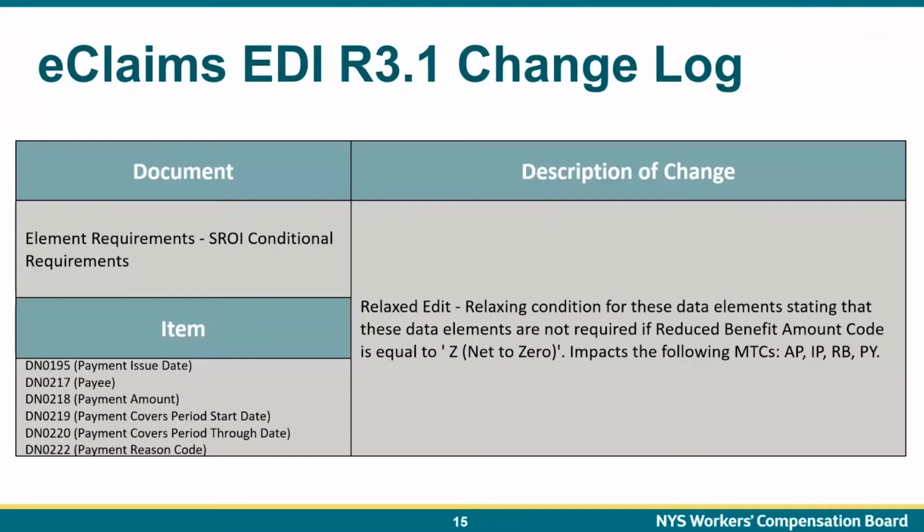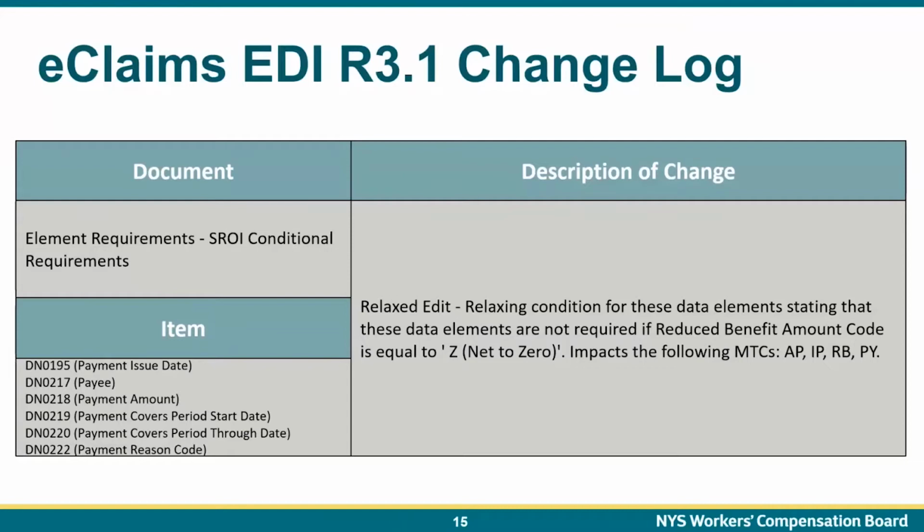We also listed an event for SROI RB on our event table, referencing that the net to zero could apply when there's a credit on a schedule loss of use. So if you paid a schedule loss of use and then the claimant goes out of work again, you're telling us that you've accepted liability for the lost time, but you're not paying the claimant. So that's what results in the net to zero.